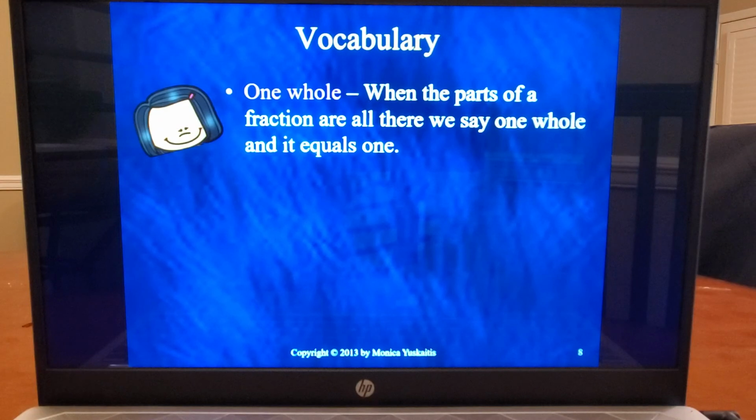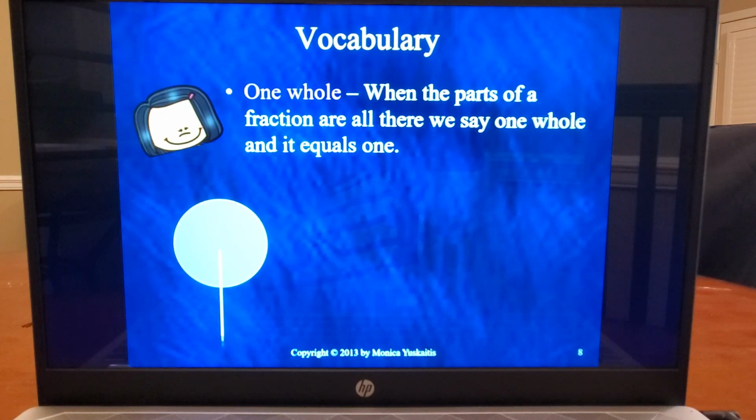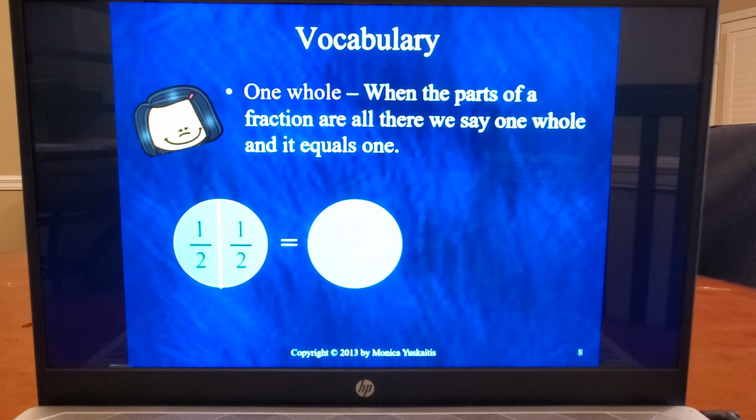When we talk about one whole, we're talking about when the parts of a fraction are all there. We say it's one whole and it equals 1. In this circle, both parts are being represented. It's split into 2 equal-sized parts. They're both represented. So, when I have 2 1/2 pieces, that's equal to 1 whole. 2 halves equals 1 whole.